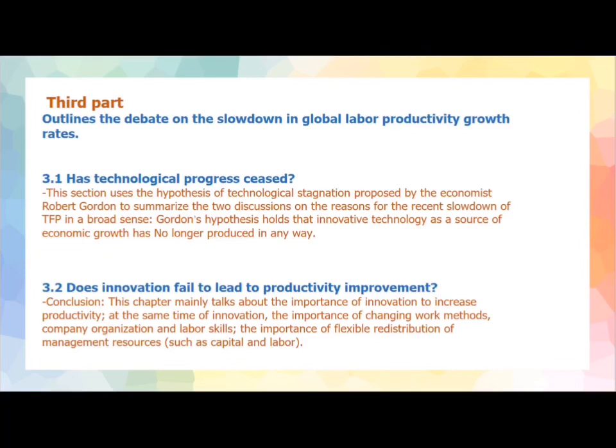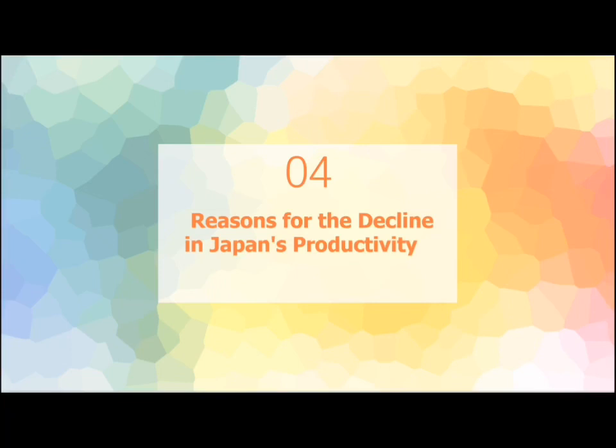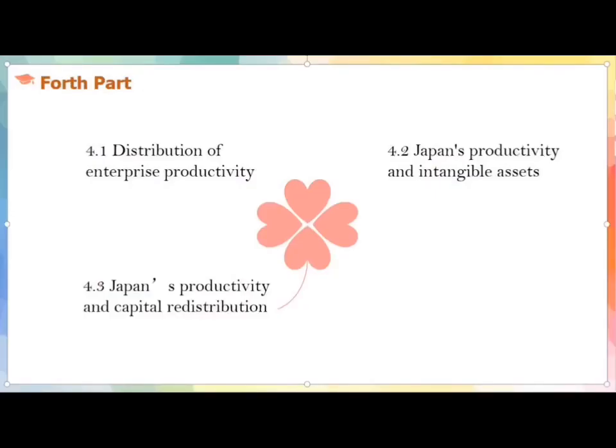And about 3.2, this chapter mainly talks about the importance of innovation to increase productivity. And at the same time as innovation, the importance of changing ways of working, complex organization and labor skills, and the importance of flexible redistribution of management resources, such as capital and labor. And about part 4, reasons for the decline in Japan's productivity. There are 3 different parts.